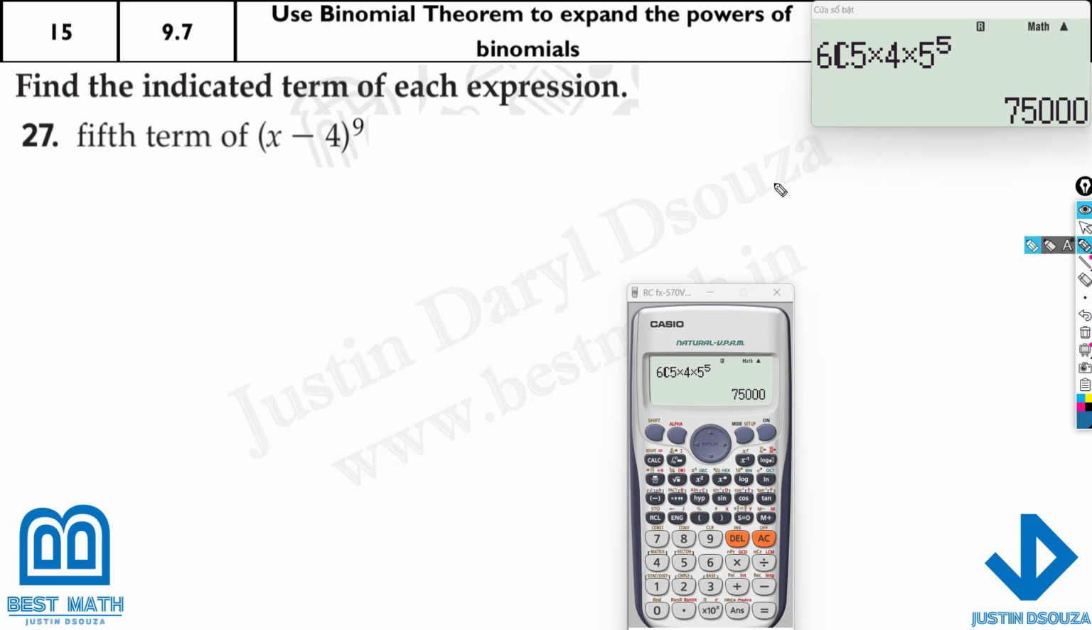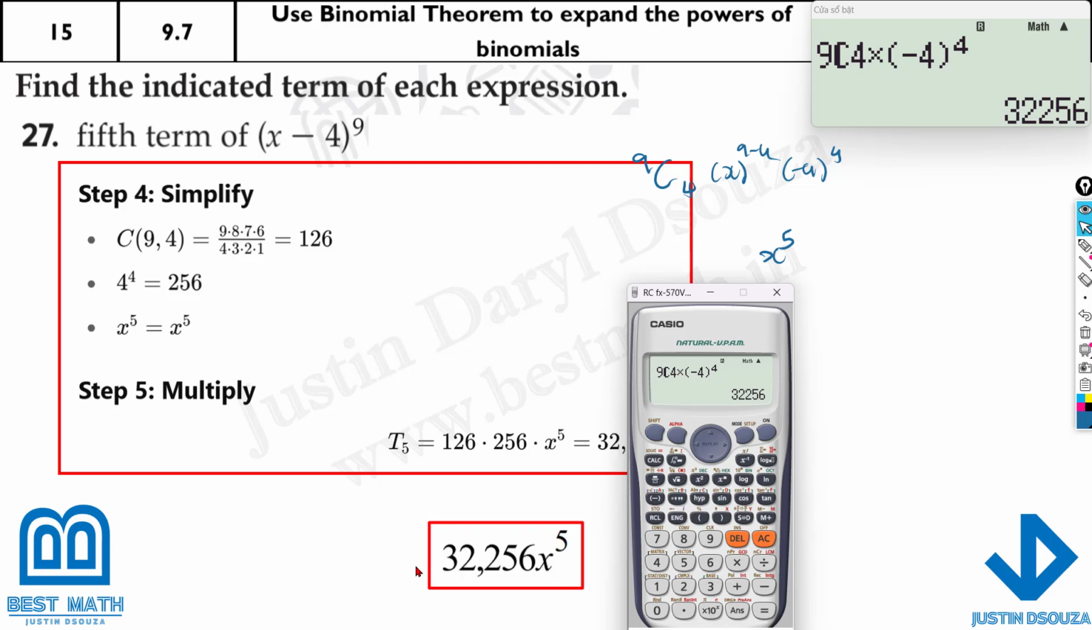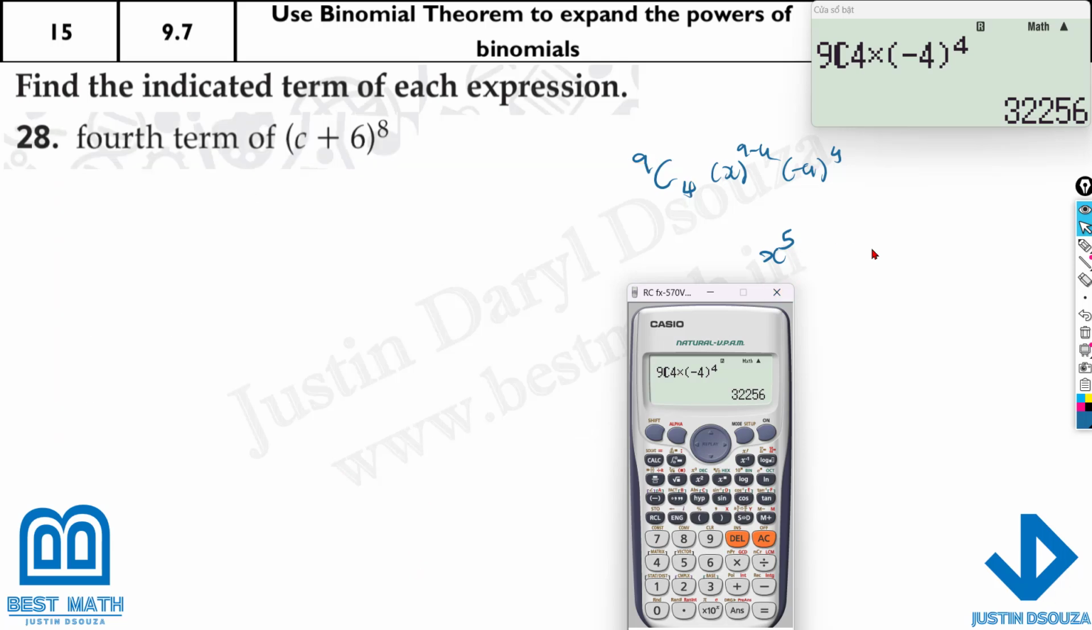This one as well, I'll write the formula and then I'll solve it up. So here we go, 9c4, because it's the fifth term, it'll be 1 less than the fifth term. And then we have x raised to the power 9 minus 4 raised to the power 4. So here 9 minus 4 is 5, x is power 5. But what about the coefficient? It'll be 9, C is shift and this symbol 4, multiplied by minus 4 the whole power 4, and that's the answer. It's 32,256. That's the coefficient you can see here, and then x is raised to the power 5.